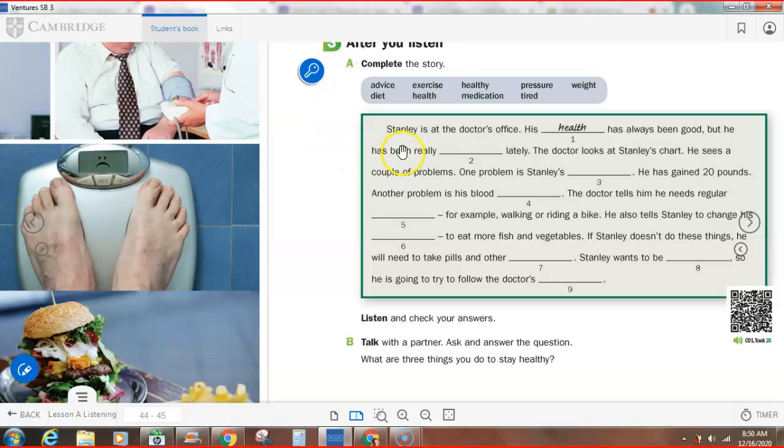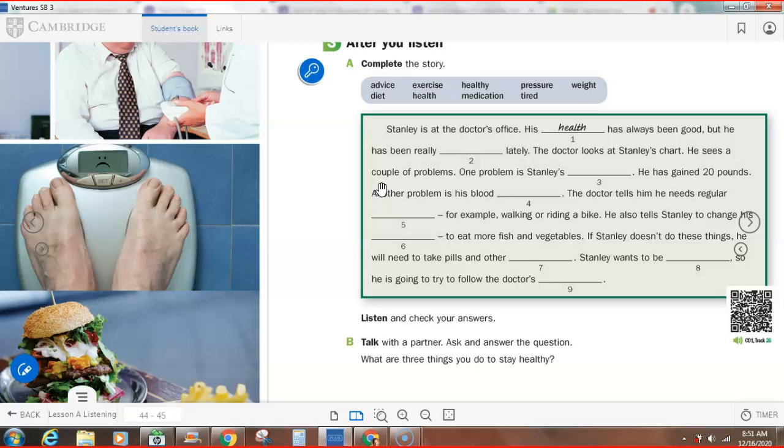All right. So do you want to read this to me and just put what you think goes in the blanks, Geetha? Yes, I can do that. Stanley is at the doctor's office. His health has always been good, but he has been really tired lately. The doctor looks at Stanley's chart. He sees a couple of problems.